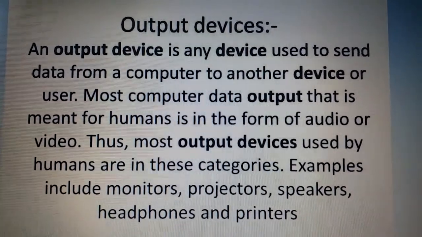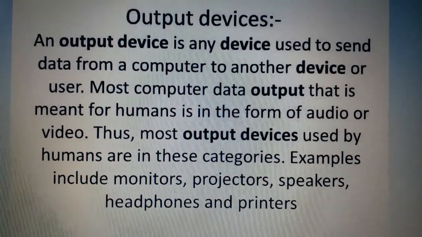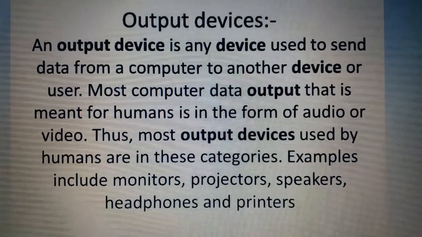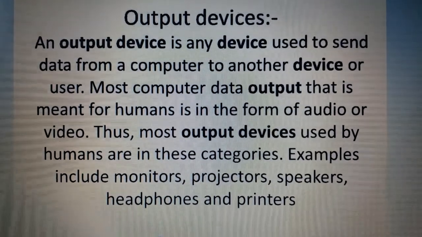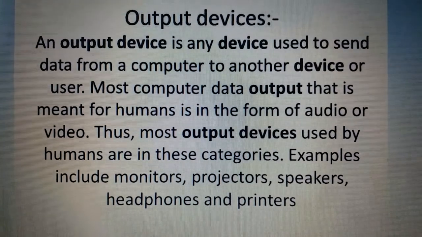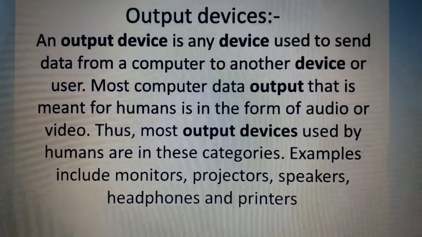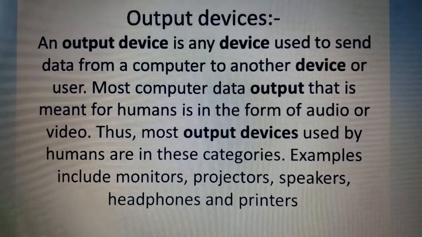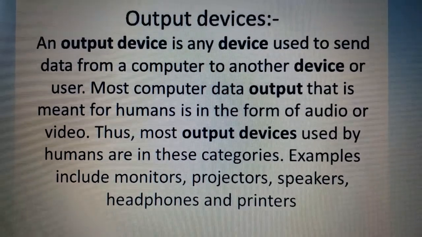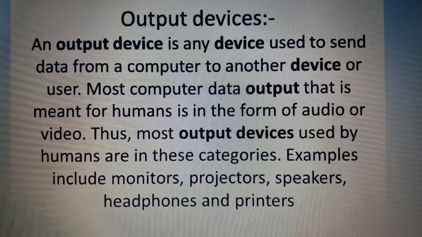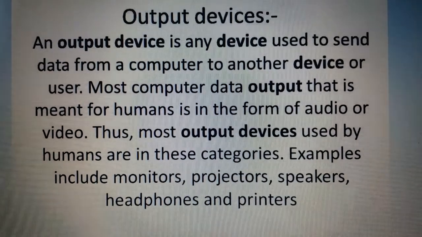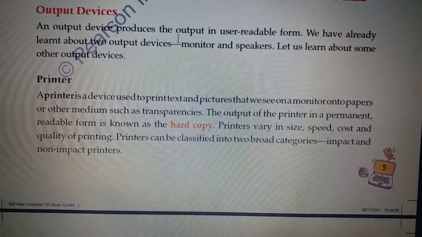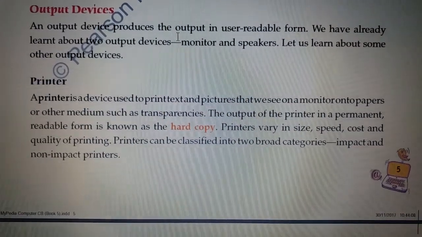Output devices. An output device is a device used to send the data from a computer to another device or user. Most computer data output that is meant for humans is in the form of audio, video. Thus, most output devices used by humans are in those categories. Examples include monitors, projectors, speakers, headphones and printers. So output devices are devices which give us results on the screen. The most important is the monitor, and there are many other devices we'll discuss later. An output device produces the output in user readable form.